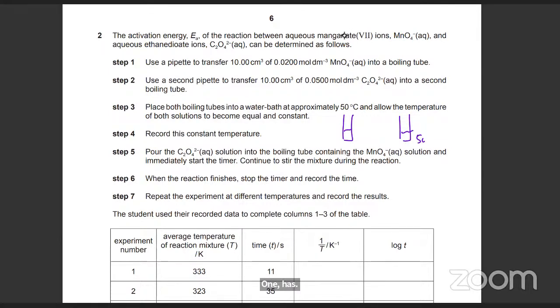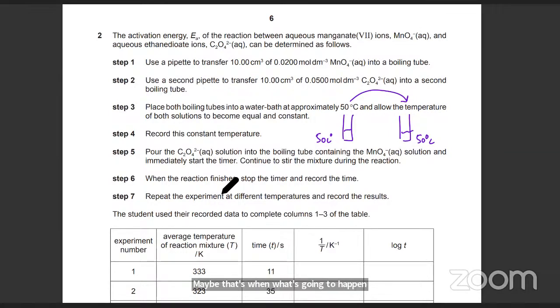He then takes both of them to 50 °C. He records this constant temperature, pours the C2O4 into the boiling tube containing MnO4 and immediately starts the timer. So he pours one into the other, starts the timer, and continues to stir the mixture during the reaction. When the reaction finishes, he stops the timer and records the time. I'm going to assume the way it's going to finish is that the KMnO4 might go colorless. Maybe that's what's going to happen.